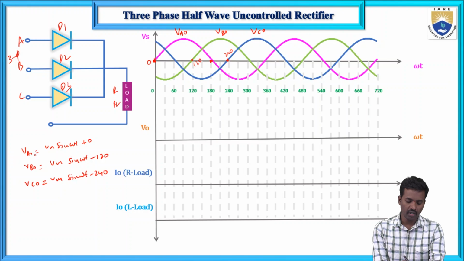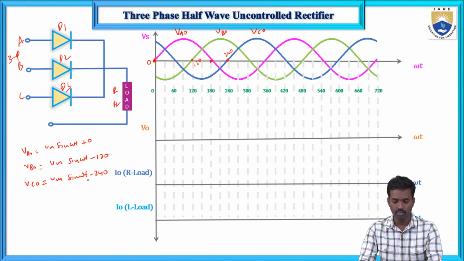So VA0 equals Vm sin omega t, VB0 equals Vm sin(omega t minus 120), and VC0 equals Vm sin(omega t minus 240). Here, which diode will conduct first?